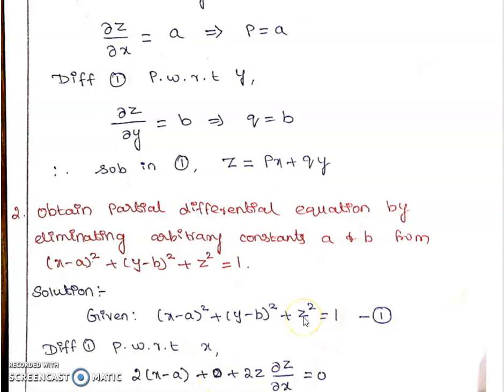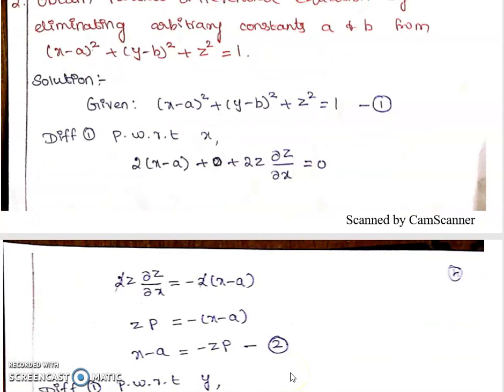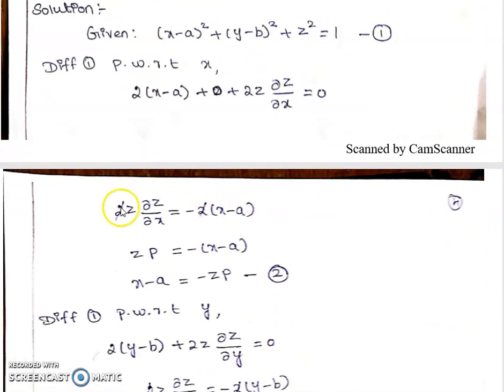Then the last term, z is a dependent variable, so we can differentiate with respect to x. The differentiation of z square is 2z into dou z by dou x, equal to 0. From this, we can write 2z into dou z by dou x equal to, bringing 2 into (x minus a) to the right hand side, minus 2 into (x minus a). On both sides, 2 is common, so we can cancel the 2.